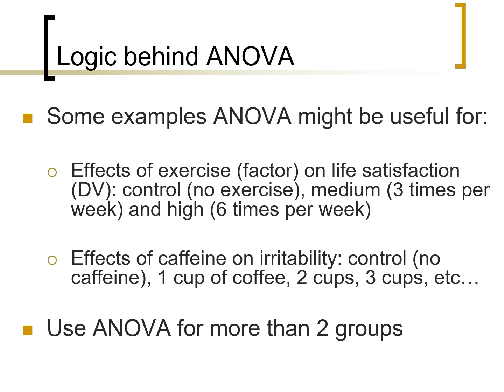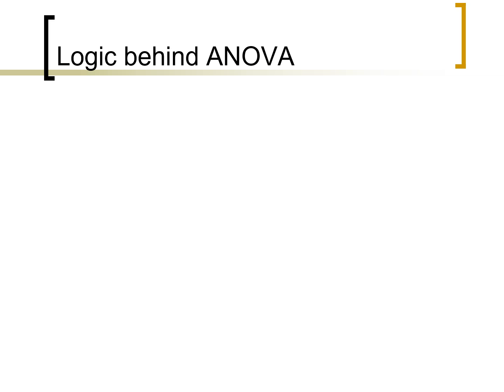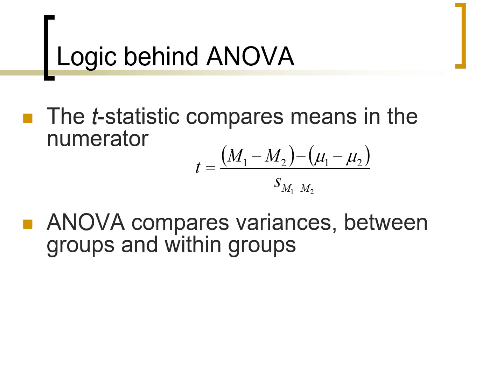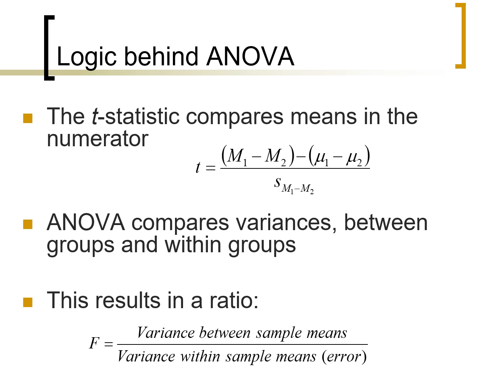Hopefully you can see here that we're using ANOVA for more than 2 groups, specifically a predictor or independent variable factor. So once again, trying to show how ANOVA is building on t. T compares the means in the numerator, and you're limited to 2 sample means, as we can see from our previous formula. Analysis of variance compares variance both between and within groups. This results in a ratio, and that ratio is going to be F.